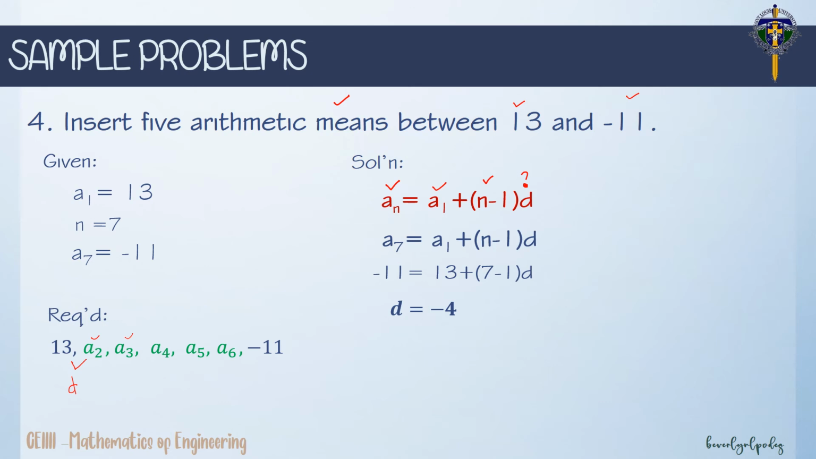So since we already know the value of d, negative 4, we can now apply the rule, which is that the successive term is simply the summation of the preceding term plus the common difference. So if we have here our first term, our second term is 9. That is because 13 plus the common difference, which is negative 4.